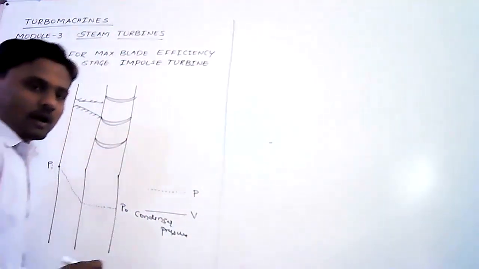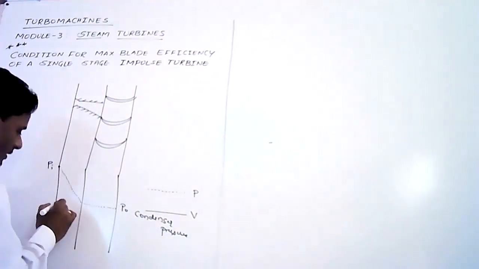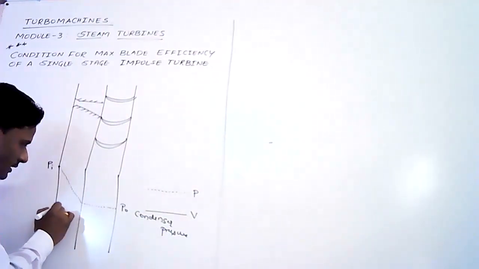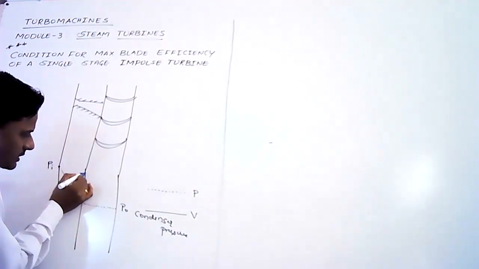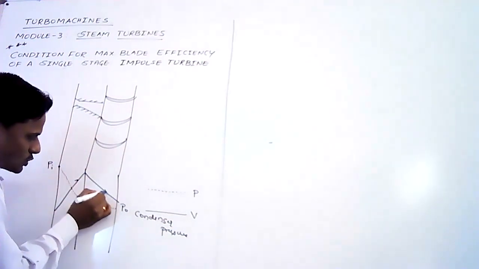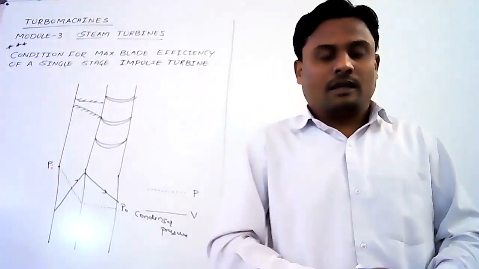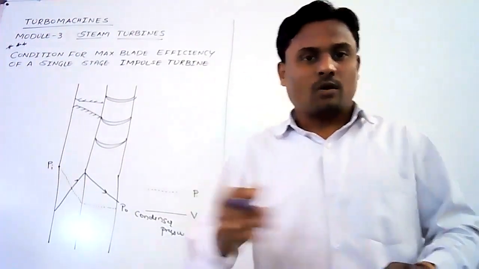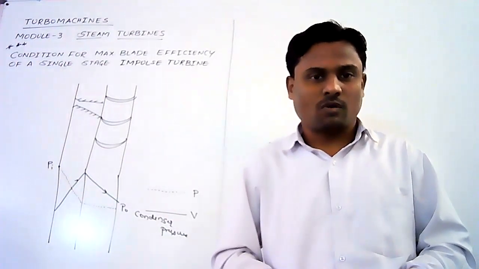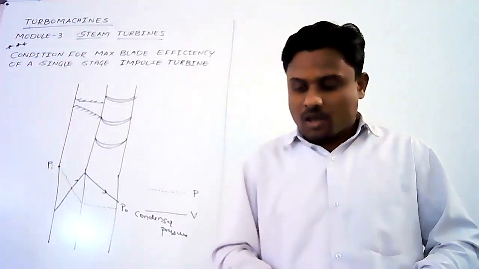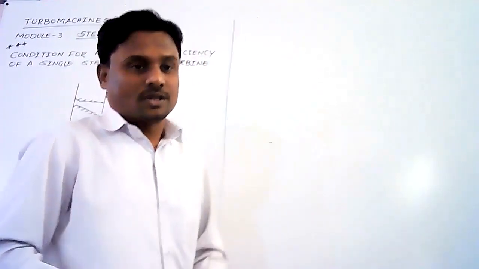Now, as far as the velocity is concerned, the velocity in the nozzle increases, and as it moves over the moving blades, the velocity gradually decreases. So this is the variation of velocity along both the rows, or along the complete stage. Now we'll see how to draw the combined velocity triangle for a single stage impulse turbine.